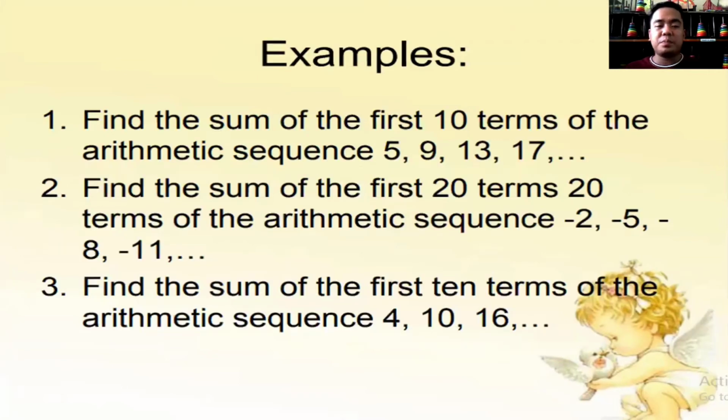Okay, let's try. Find the sum of the first 10 terms of the arithmetic sequence 5, 9, 13, 17. So kung ato na siyang i-add ang napukabok terms, dugay na kita. 5 plus 9, 14, 14 plus 13, 27, 27 plus 17, taas na kaayo. So we are going to use the formula in arithmetic. Again, the question is, find the sum of the first 10 terms of the arithmetic sequence. So this is the arithmetic sequence.